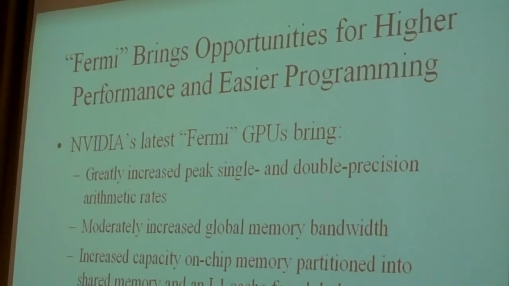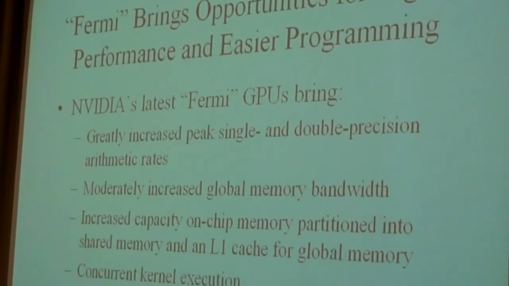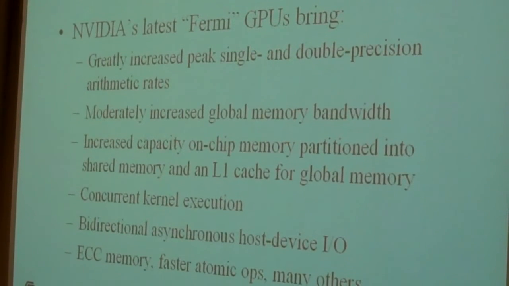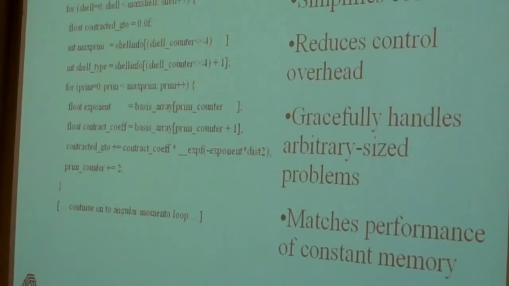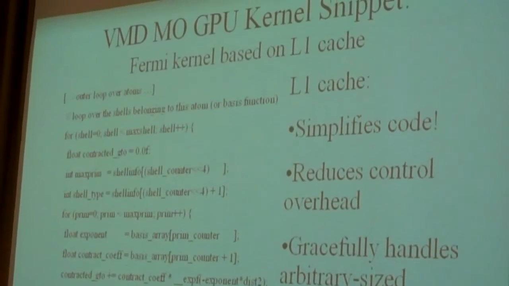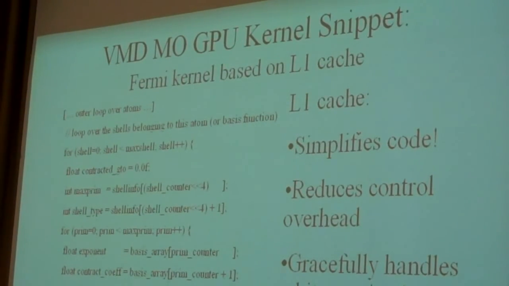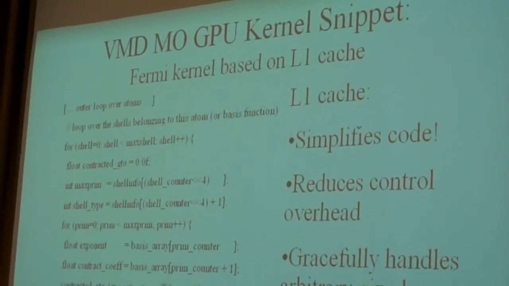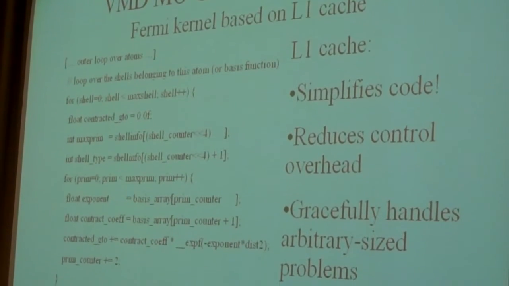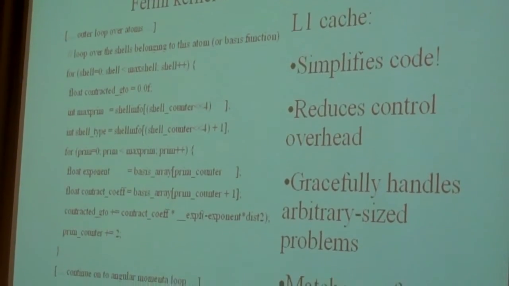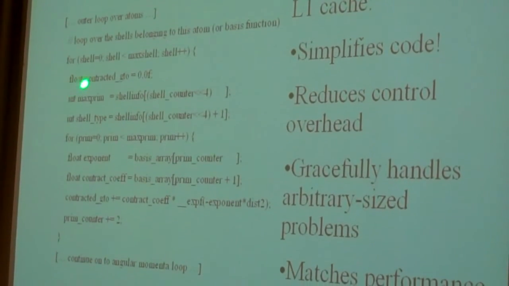And so with Fermi, we have all kinds of new opportunities. We have a much larger shared memory. We have L1 caches on global memory. And so we can run multiple kernels concurrently, all kinds of other good stuff. And of course, the machine is much faster. One of the things that's really nice then about Fermi is we can basically write the code in a much simpler way and get the same performance that we did for the best performing version for the older GPUs.